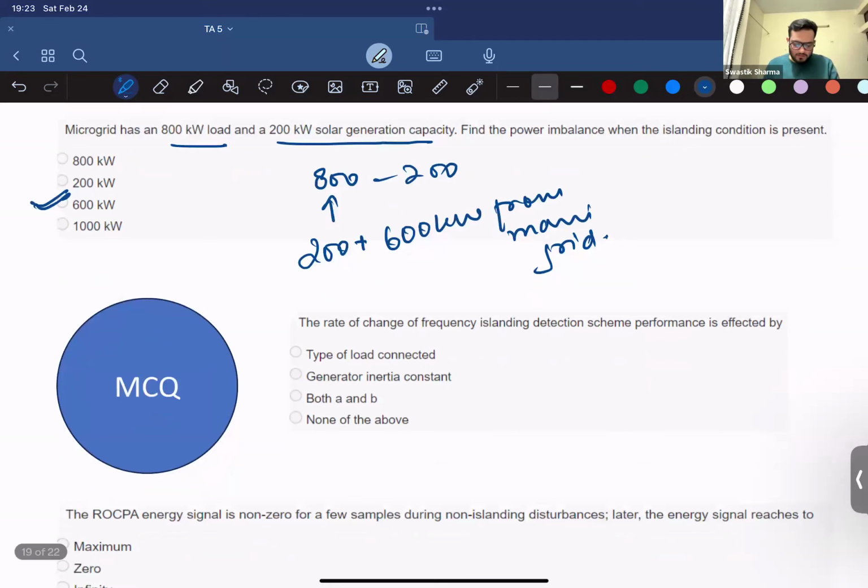Next, rate of change of frequency island detection scheme performance is affected by. Can anyone tell me? So, for a ROCOF based IDT, what are the factors that affect it? Is it the type of load connected, generator inertia constant, both of these or none of these? Anyone?